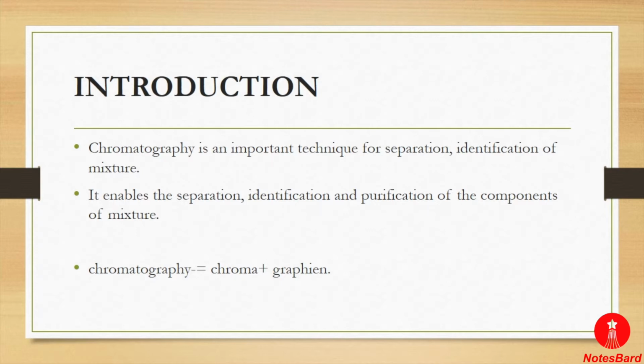So basically chromatography is defined as an important biophysical technique used for the separation, identification and isolation of different types of mixtures. Chromatography enables the separation, identification and purification of the components from a sample mixture, and the term is made up of two words, chroma and graphein. These are derived from Greek words: chroma means color and graphein means to write.